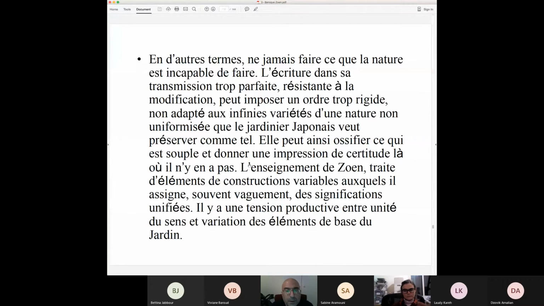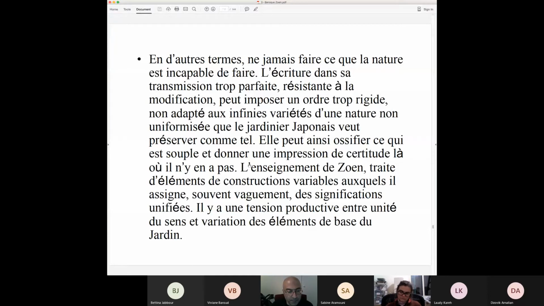Written transmissions are too perfect. They are resistant to modification. They can, in fact, impose too rigid an order. And this rigid order is not, in fact, adapted to the infinite varieties of a non-uniform nature. If you look at nature, there's not a single tree that looks like the other. There's not a single rock that looks like the other.